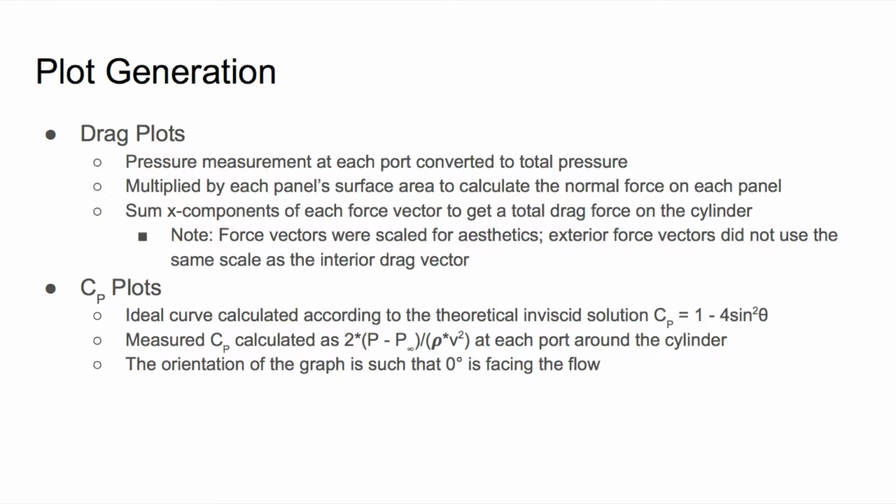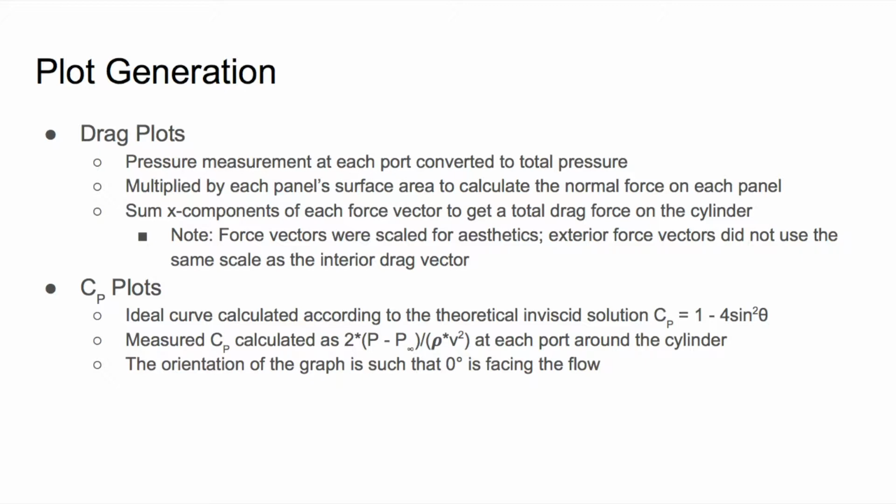In order to change this pressure measurement into a force, we had to multiply the pressure reading by the surface area corresponding to each port, which is its arc length around the circular cross-section. The x components of these force vectors were then summed to find the total drag on the cylinder.